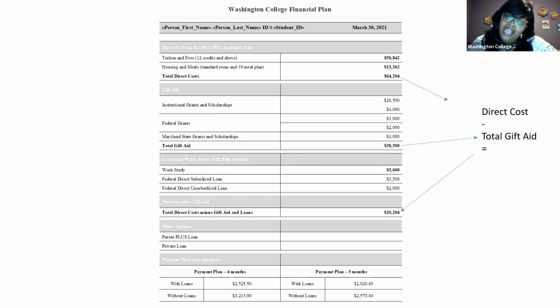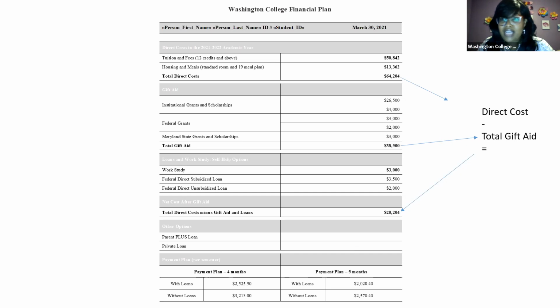Okay. So if you decide to do the 4-month payment plan and you want to take the loans, your total monthly payment is $2,525.50. If you decide not to take the loans and do the 4-month payment, your monthly payments will be $3,213. So if you decide to do the 5-month payment plan with the loans, it is $2,020.40 a month. And without the loans, it's $2,570.40 a month.